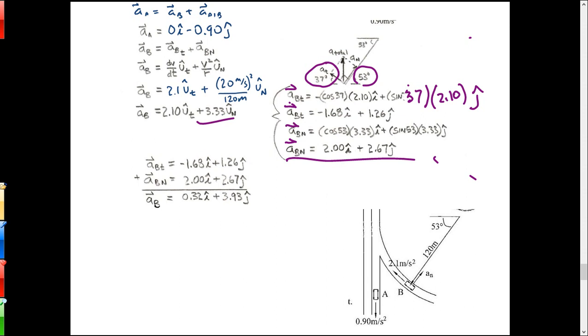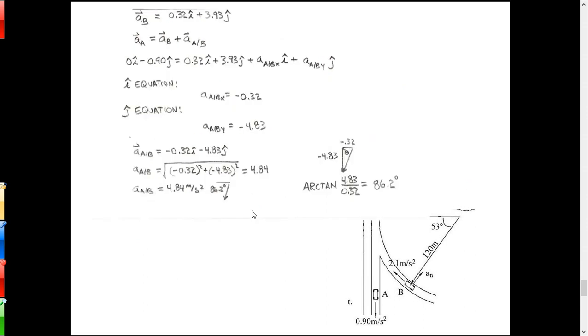So what I've done there, I've broken the normal and tangential into x and y components. Then to get the total acceleration of B, I just add them up. Okay, so there's the total acceleration of B. It's 0.32i plus 3.93j. Questions on that? Okay.